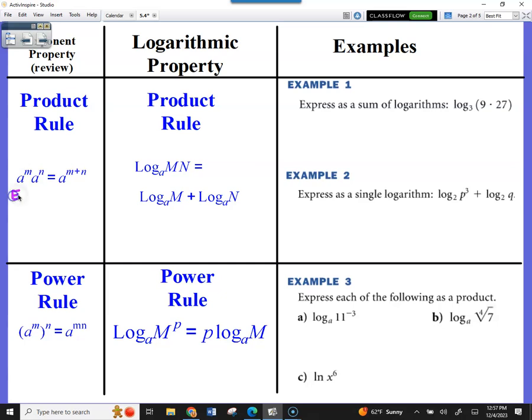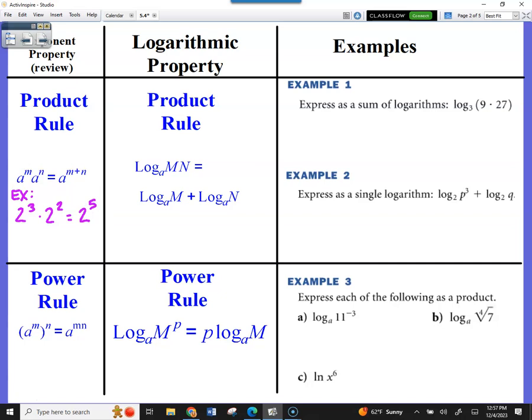Here is an example. If we had 2 cubed multiplied by 2 squared, don't evaluate it, that's cheating. Write it as a single condensed base to a power. The bases match, which means I can write it one time. I see both bases, so I add the powers.